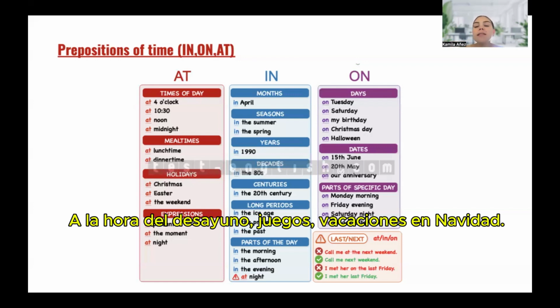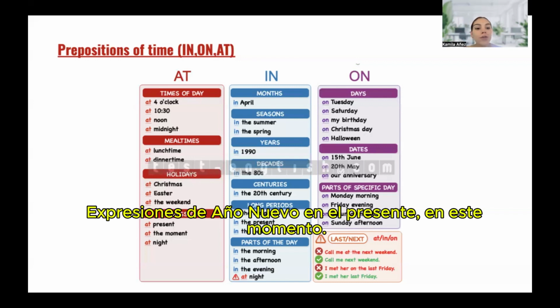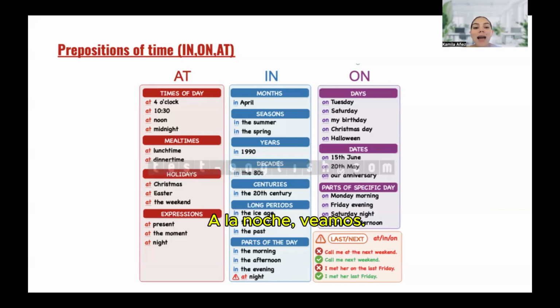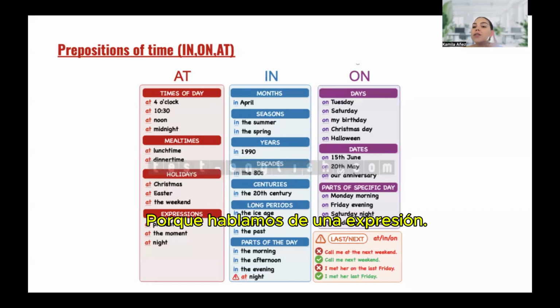Holidays: at Christmas, at Easter, at the weekend, at Halloween, right? At New Year's. Expressions: at present, at the moment, at night. Let's see. Expressions. We say at night because we are talking about an expression. We are not talking about a part of the day. That is a difference, okay?